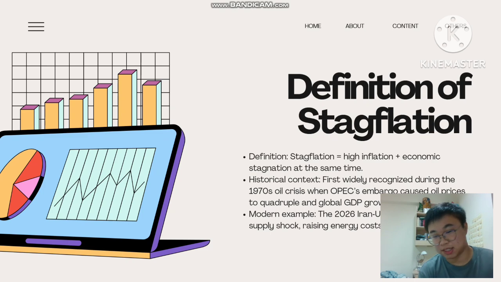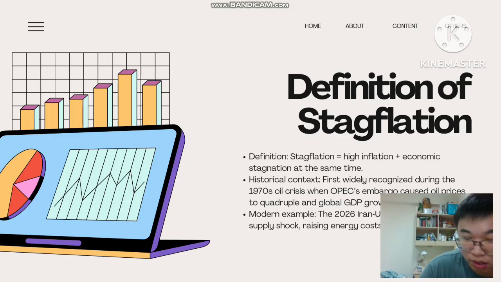For historic context, it was first widely recognized during the 1970s oil crisis, when OPEC decided to embargo, which caused the oil price to quadruple, and global GDP growth slowed sharply. And the modern example is the 2026 Iran and US war, which created a similar supply shock.